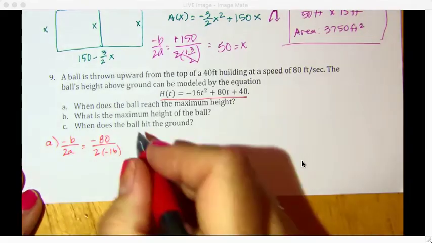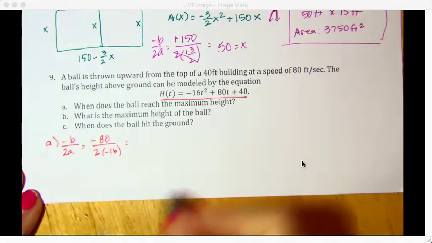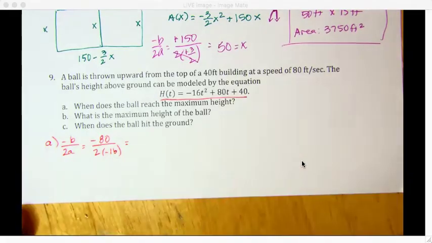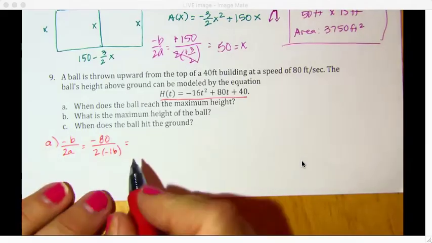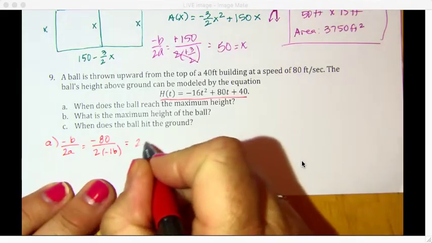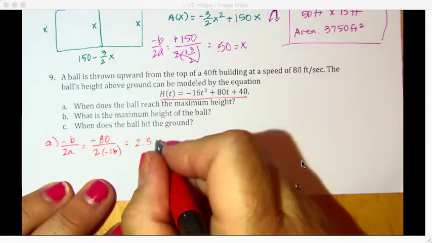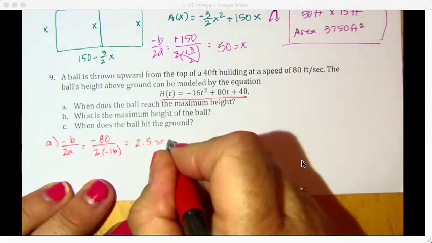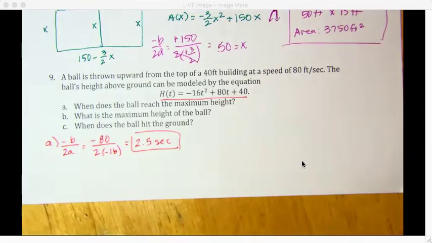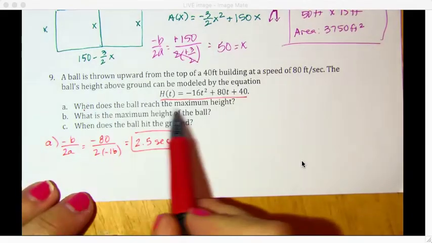And 80, well, we have a negative divided by a negative, and so we know our answer is going to be positive, which makes sense because we're not going back in time. We're solving for when, so we're solving for time. And I have 80 divided by 32. That gives us 2.5. So what that tells us is that at 2.5 seconds after the ball was thrown, that's when the ball reaches its maximum height.